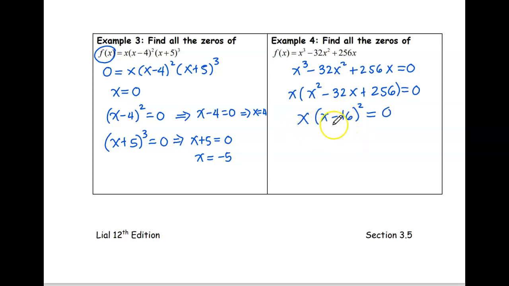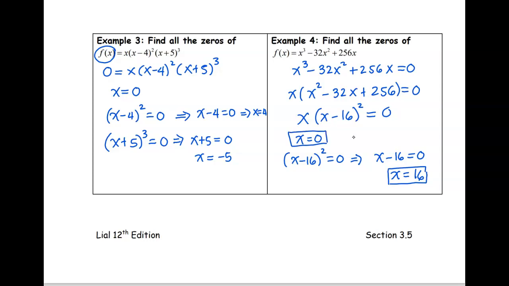Now, since this product is equal to 0, that means one of the factors is equal to 0. So that is x equals 0, or (x minus 16) squared is equal to 0. And that implies that x minus 16 is 0. So if x minus 16 is 0, x is equal to 16. These are the zeros of the polynomial function for example number 3.